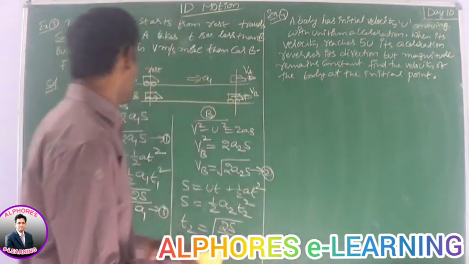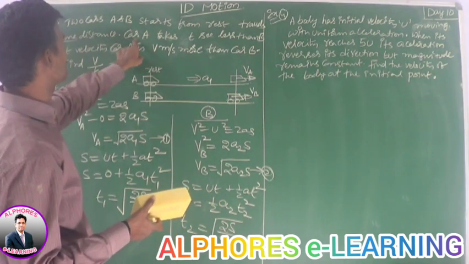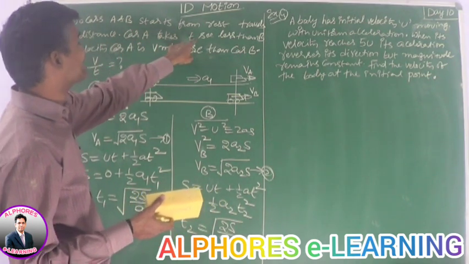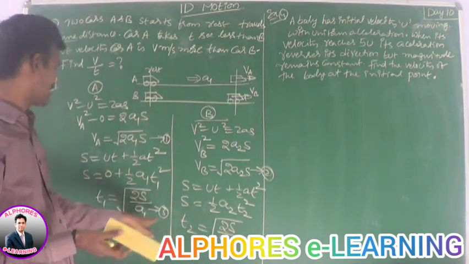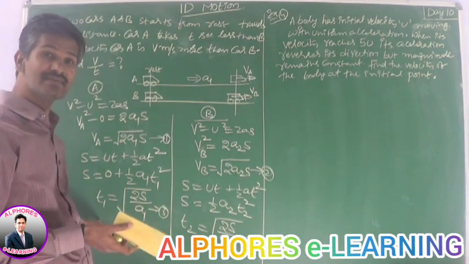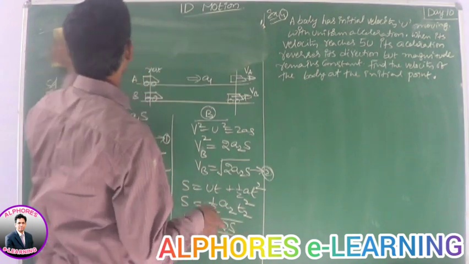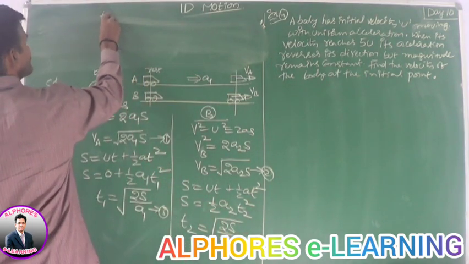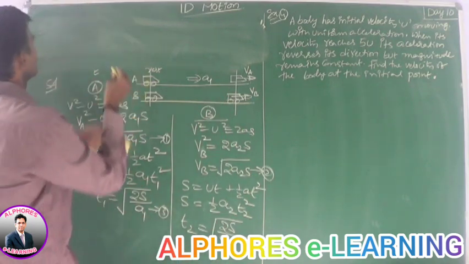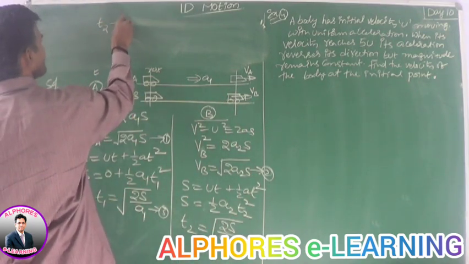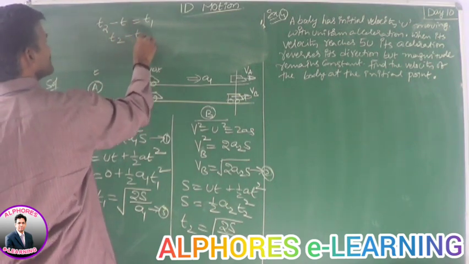So what is the given information? The first information is car A takes t seconds less than car B. If you compare the times, that is car B's time and car A's time, A takes t seconds less. So time for A is t1. This t1 is t seconds less than t2. That is t2 minus t is equal to t1, or you can write it as t2 minus t1 is equal to t.